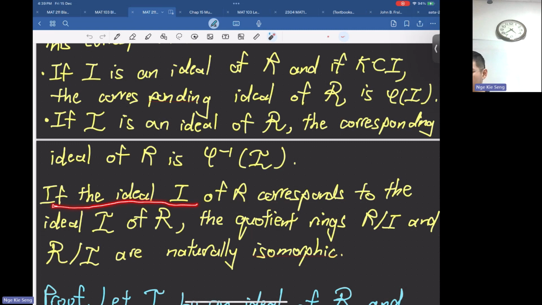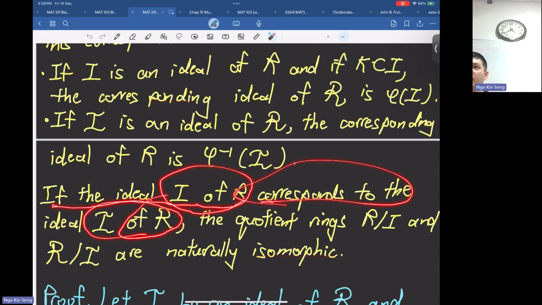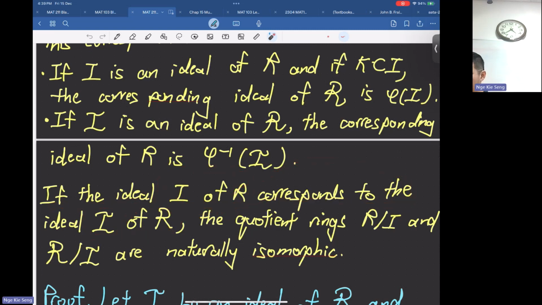If the ideal I of R corresponds to another ideal in the codomain, we can consider the domain quotient out by I and the codomain quotient out by the corresponding I. And then these two are isomorphic. Okay, this is very important. This is the thing that we're going to use later or in your assignment.